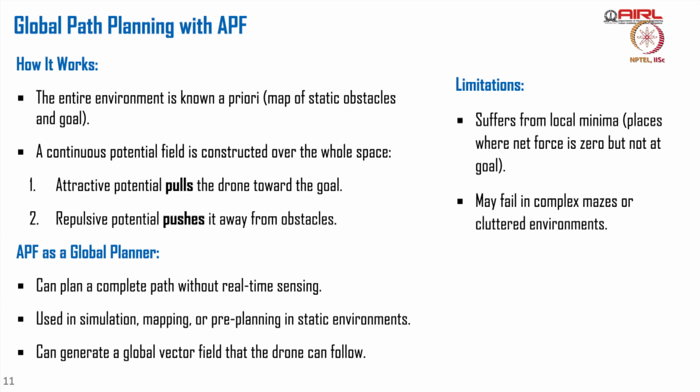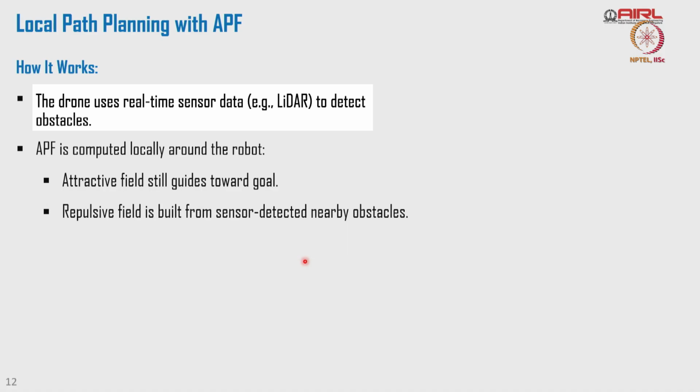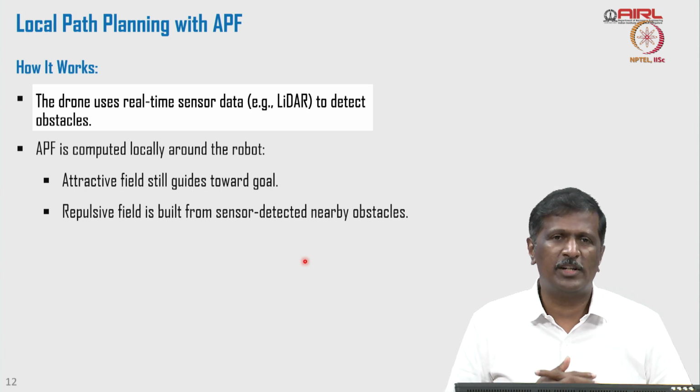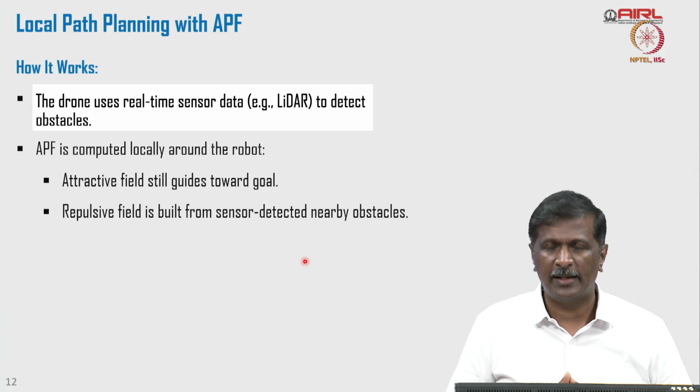What is its limitation? It suffers from local minima, right? Places where the net force is 0, but it's not the goal. That problem will come into the picture. Sometimes it fails if the map is very complex, a very cluttered environment, right? We have a lot of trees, a lot of obstacles present, then it's very difficult to generate the path, right? Now, I can use it for procedural collision avoidance. That's what I meant by global path planning.